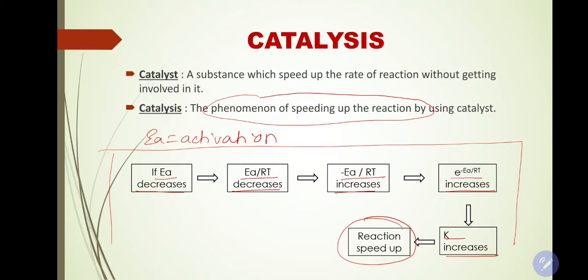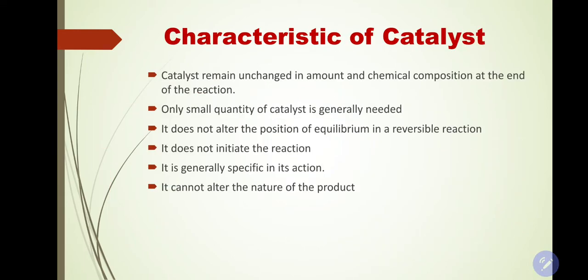Okay, now let us learn what are the characteristics of a catalyst. A catalyst basically remains unchanged. So whenever you add a catalyst to the reaction, it is not going to take part in the reaction. Its role is only to speed up the reaction. So it will remain unchanged in amount and chemical composition at the end of the reaction. Why? Because it is not going to be used up. Only a small quantity of catalyst is generally needed.